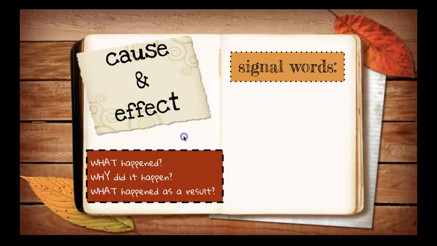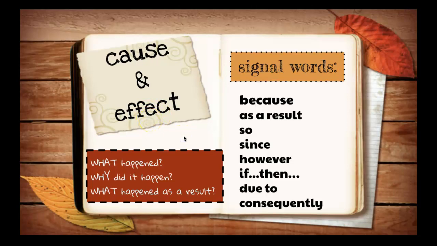So some signal words that we use for cause and effect. An author might use the word because, as a result, so, since, however, if then, due to, and consequently. So again, pause the screencast, make sure you have the notes.